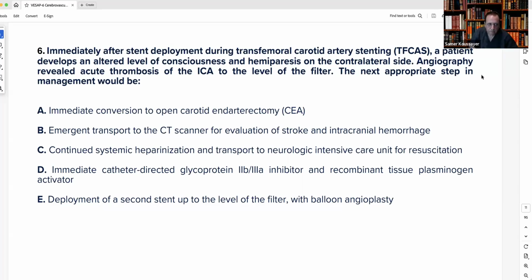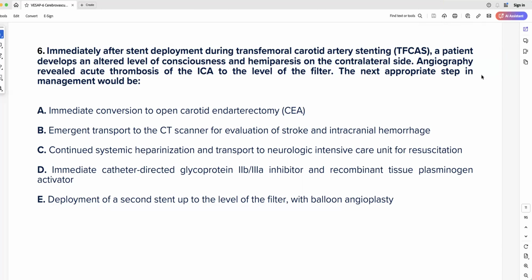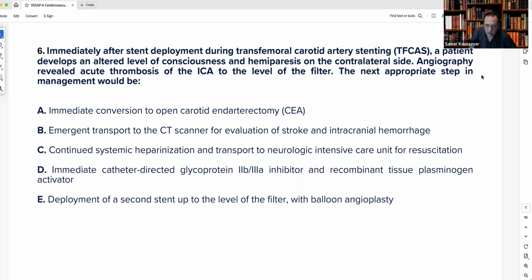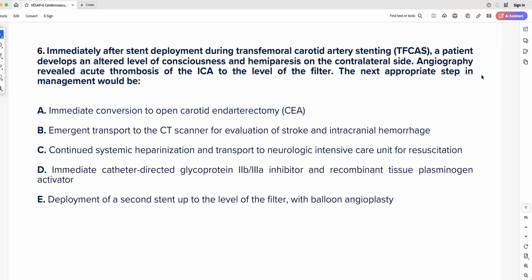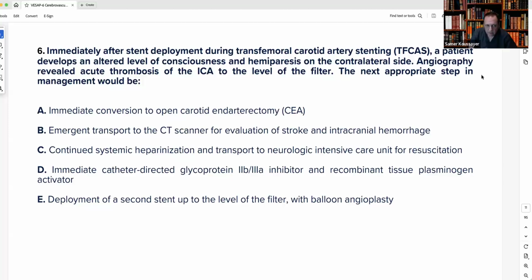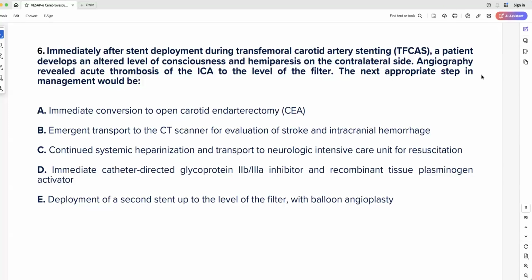Okay. B, emergent transport to the CT scanner for evaluation of stroke and intracranial hemorrhage. As you mentioned, Dr. Samer, it will take a long time, it will increase ischemic time, and we could lose the patient at that time. Not only for this reason, but also because you already have all the information. What more information does the CAT scan give you? You already did the angiography and you already know what the issue is now. So the CAT scan is just a waste of time. Yes. So let's go to the next one.